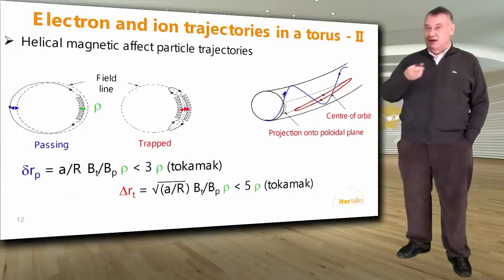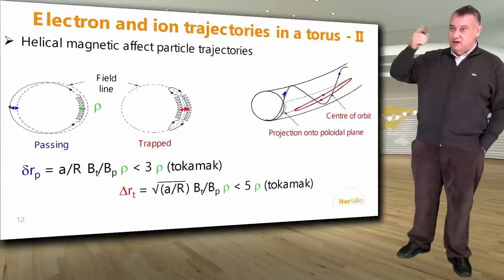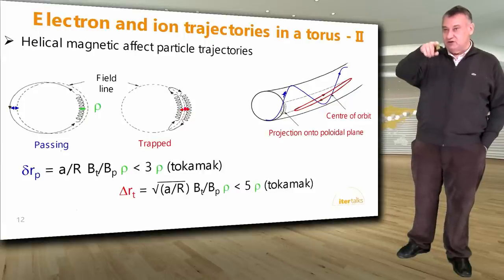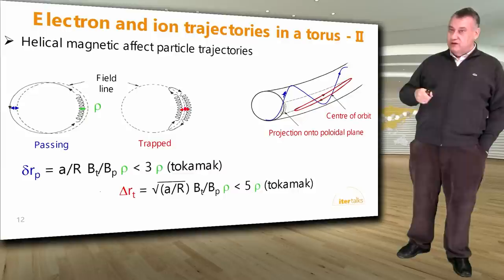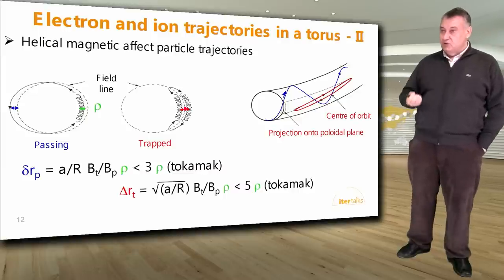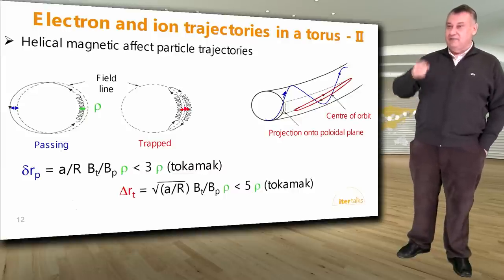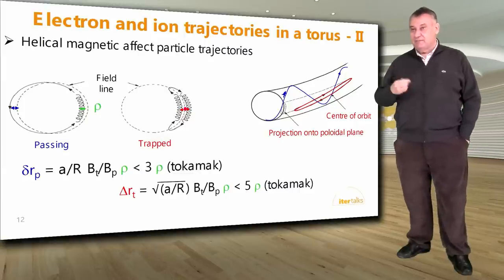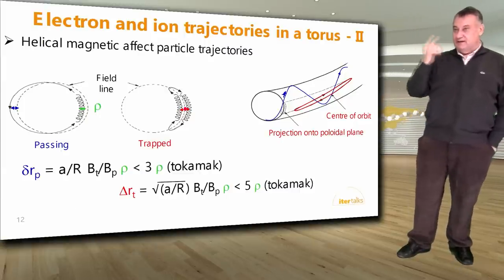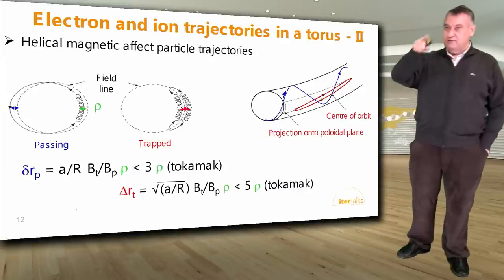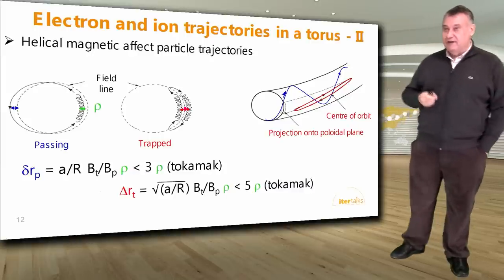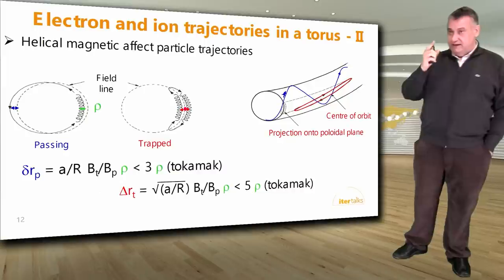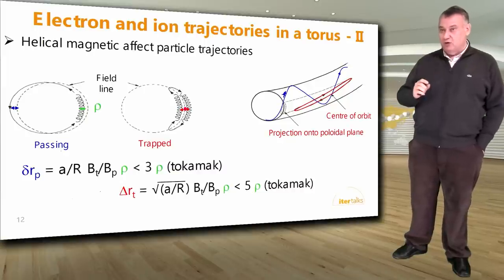One is called a passing trajectory, in which the particle goes around the torus and closes the helix, and this is shown in blue on the right side. But there are other particles that don't have enough energy to go above this hill, and then they become trapped. These are shown in red. These particles follow a trajectory around the field line that looks a bit like a banana, and we call them banana particles. The width of this banana is several times the radius of the small orbit.